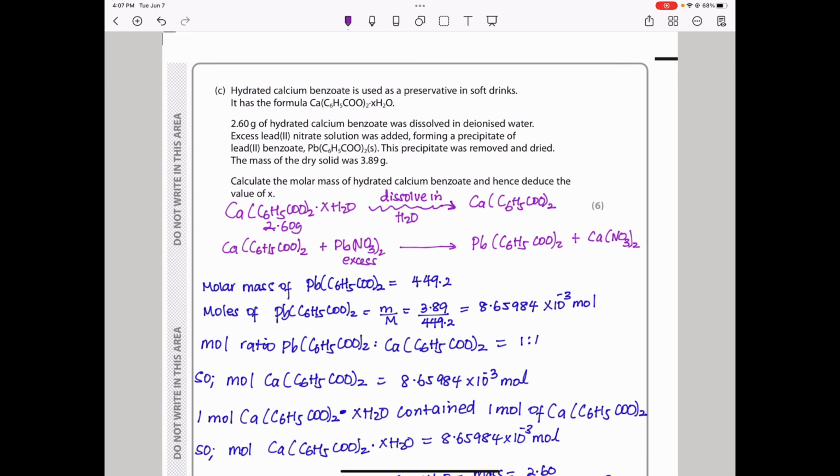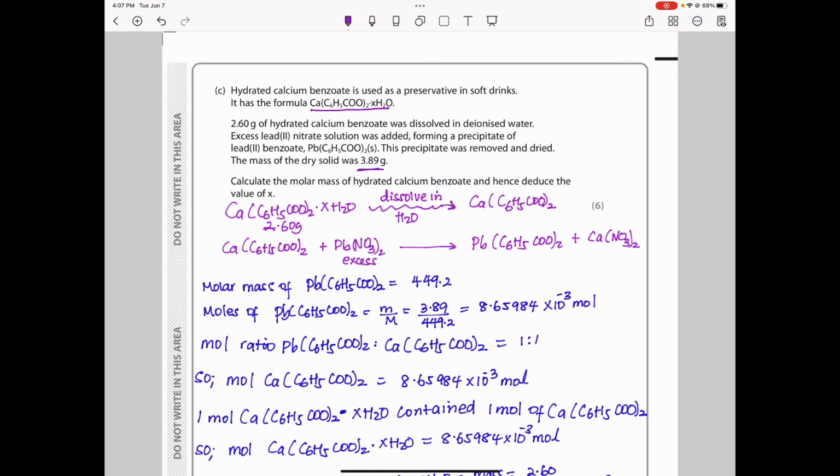Hydrated calcium benzoate is used as a preservative in soft drinks. This is the formula of the hydrated salt we're looking at. 2.6 grams of the hydrated calcium benzoate was dissolved in deionized water. Excess lead(II) nitrate solution was added, forming a precipitate of lead(II) benzoate. This precipitate was removed and dried, and the mass of the dry solid was this.